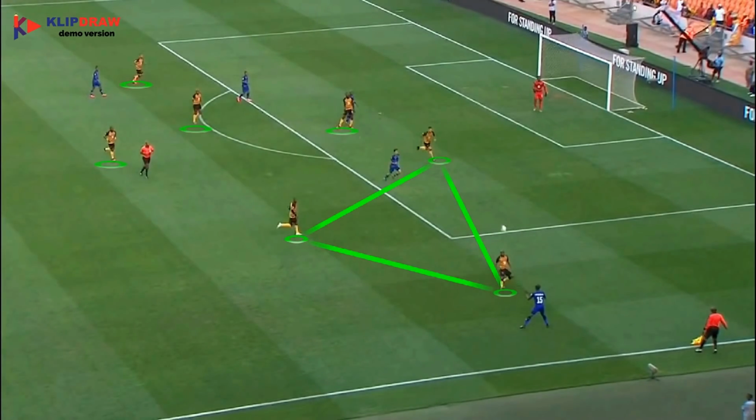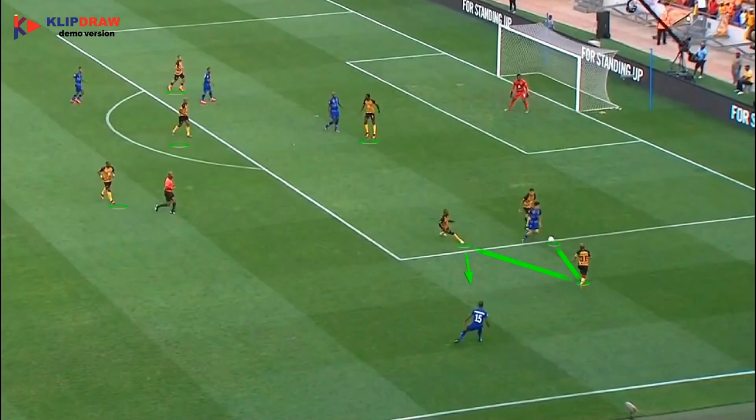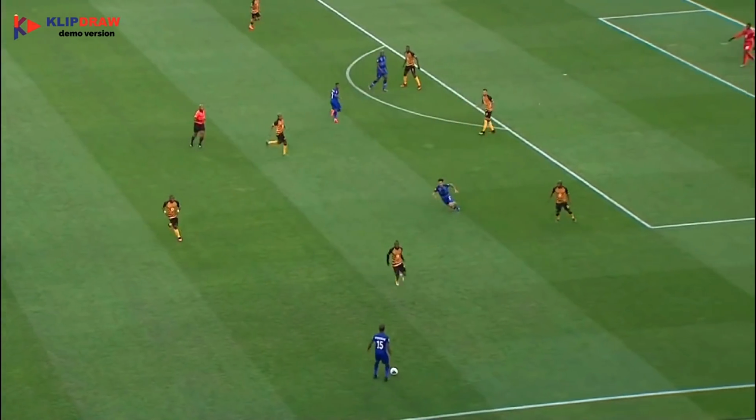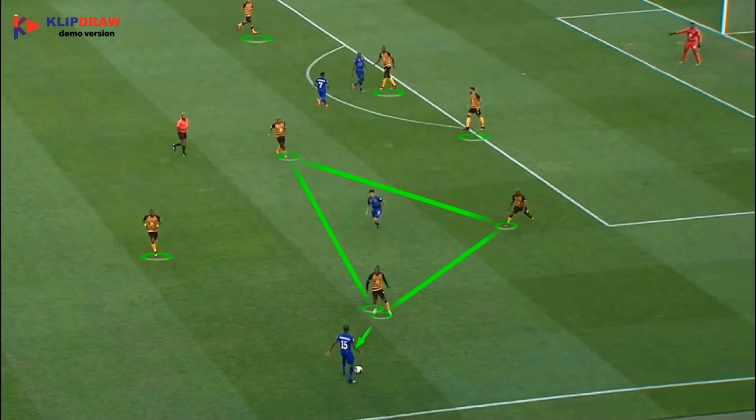Another example is on the opposite flank, Billiat dropping back next to Ntiantia, enclosing the Maritzburg attacker in a triangle. As the Kaizer Chiefs defender closed down the Maritzburg attacker on the ball, Billiat sees the danger and comes out to press.